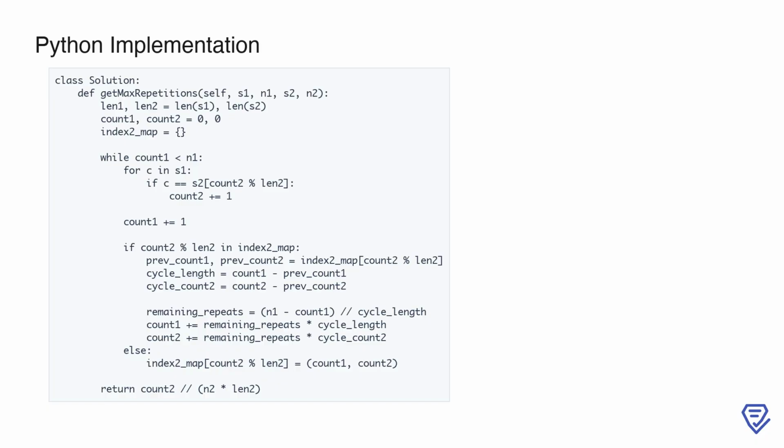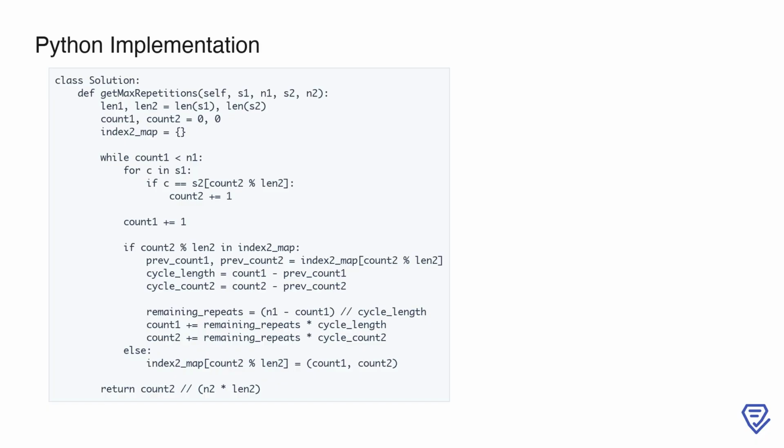2. Outer loop. The while loop runs until we've processed all repetitions of S1, up to N1. For each character in S1, we check if it matches the current character in S2, tracked by count2 % len2. Every match increments count2. 3. Cycle detection. After processing a full S1, we check if the current count2 % len2 has been seen before in index2_map. If it has, a cycle is detected.